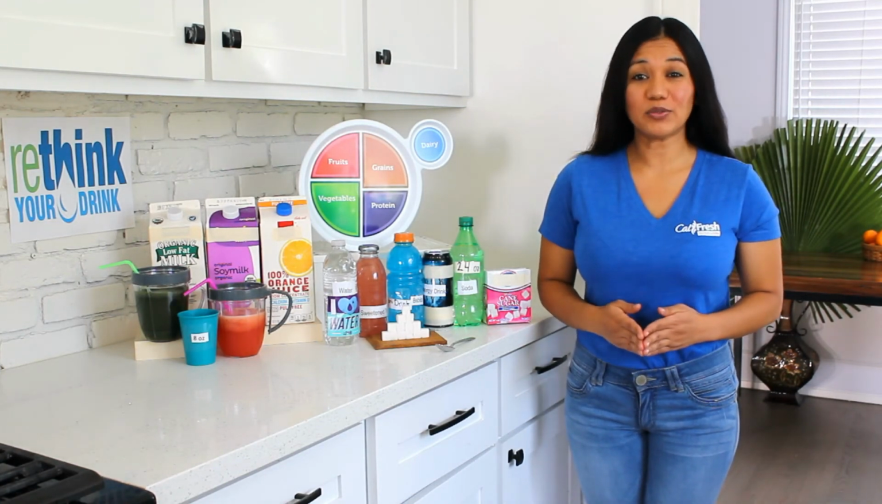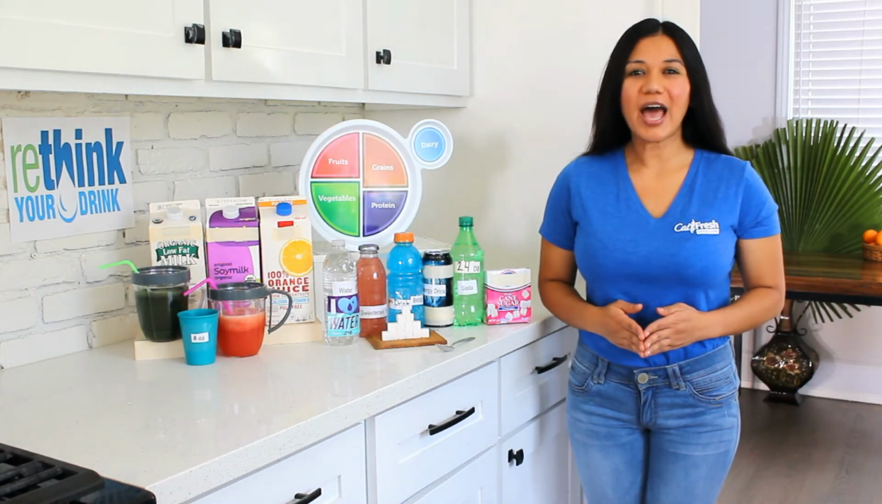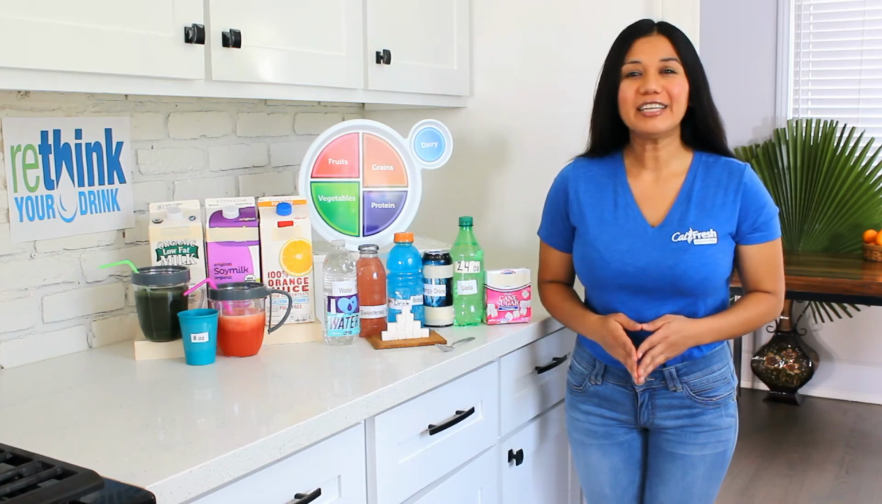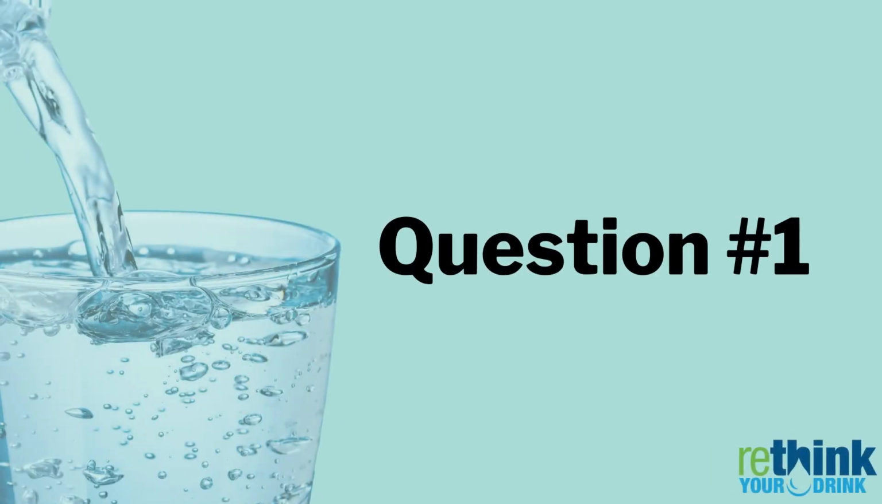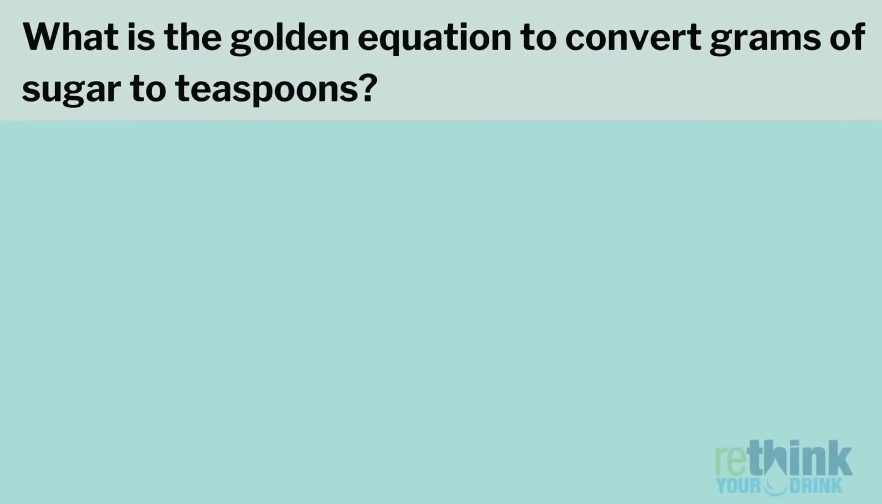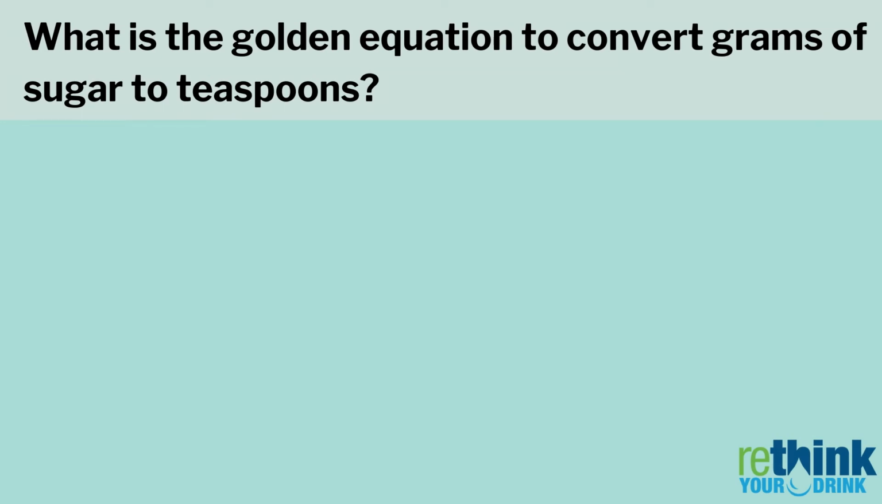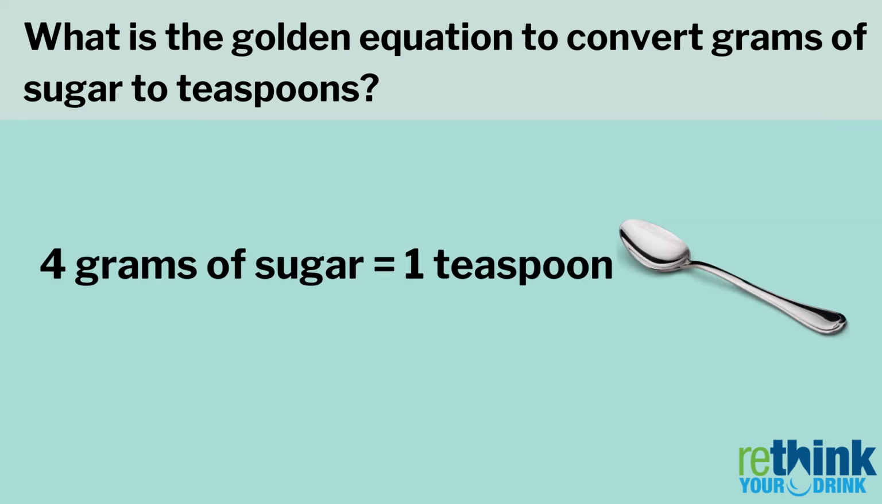Now it's time to review. I am going to ask you some questions. Ready? Question number 1. Can you tell me the golden equation to convert grams of sugars to teaspoons of sugar? The answer is 4 grams of sugar are equal to 1 teaspoon.